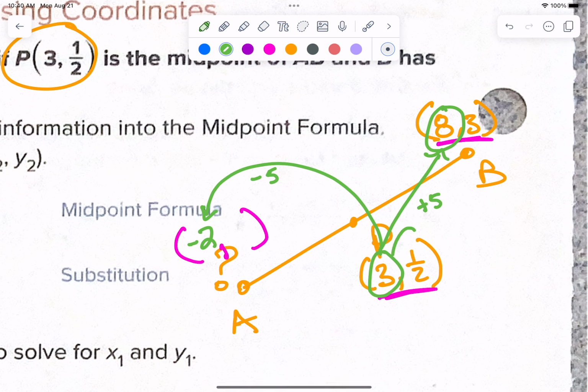Okay? All right, 1/2. What did I add to him to get 3? 2.5. Now can we subtract 2.5 to get this guy? What is 1/2 minus 2.5? Negative 2. Will that work?